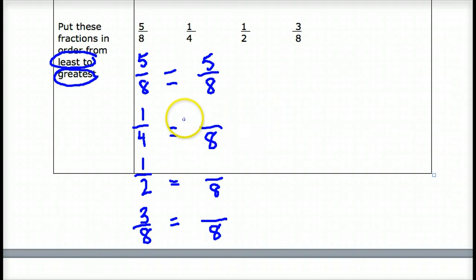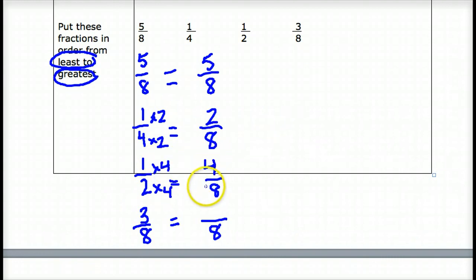Now, we do know that 4 times 2 is 8, so we have to do the same to the top. 1 times 2 is 2. Next, we know that 2 times 4 is 8, so 1 times 4 is 4. And we realize that this one still has a denominator of 8, so we can just carry over our 3. And then put them in order from least to greatest by looking at their numerators.